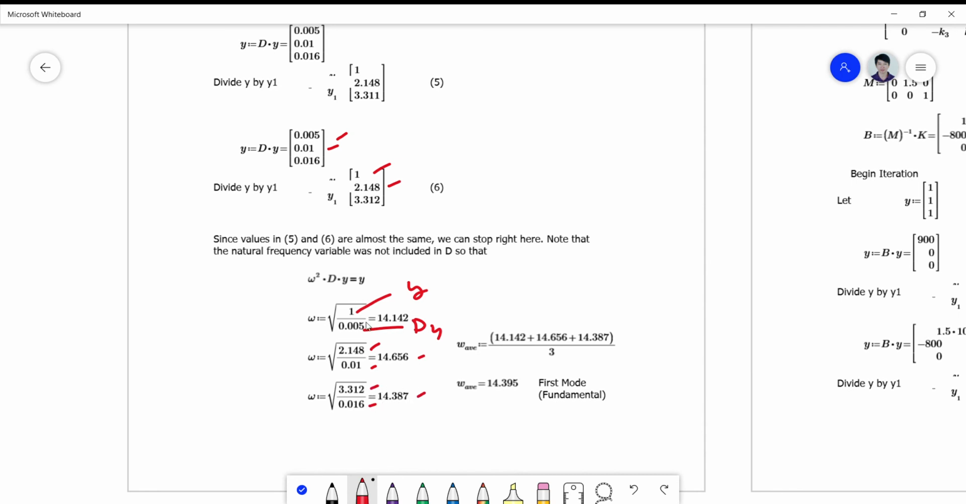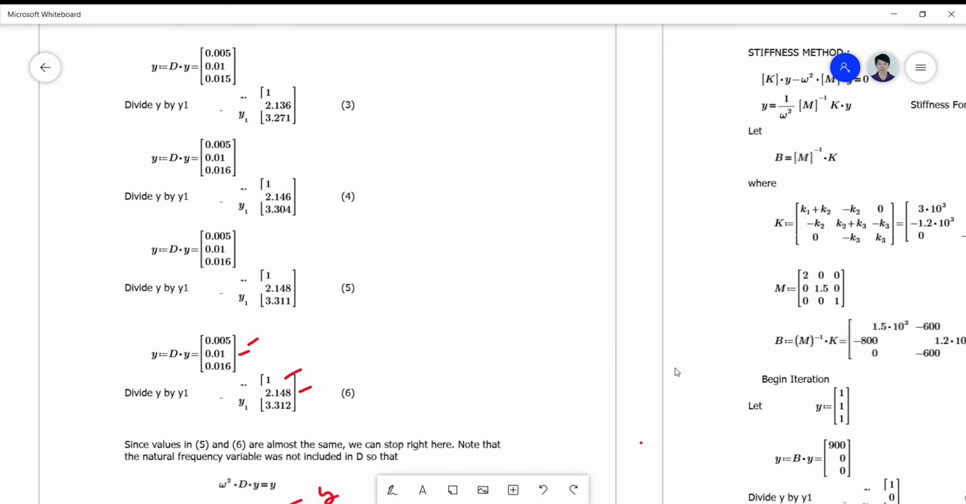With this amplitude, which are actually the eigenvectors, we can arrive at very near values of omega. If we take the average of the three, since it's just an approximate method, we can come up with a conclusion that your omega might be in this level of magnitude, which is 14.395. And this is the first mode of vibration, or the fundamental mode of vibration, which actually is captured by the stiffness formulation.